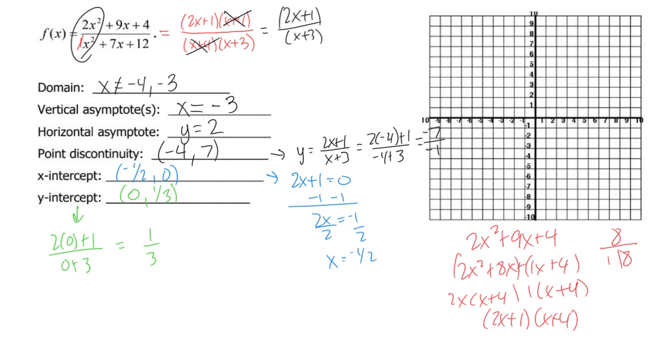And then the graph itself, we're going to put all this together. So we have a vertical asymptote at -3. Make it a little thicker so maybe you can see it. We have a horizontal asymptote at 2. We have an x-intercept at -1/2. We have a y-intercept at 1/3. And then there's a hole at -4, 7. And then again, you're going to draw curves that approach the asymptote, but do not cross it.